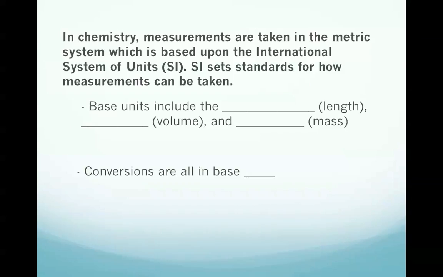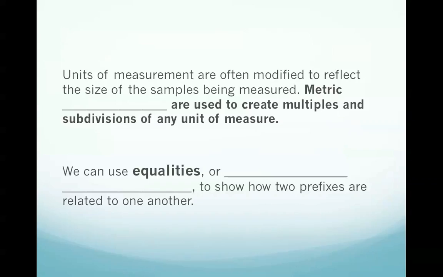In chemistry, measurements are taken in the metric system, which is based on the International System of Units, or the SI system. Base units that we're going to be using are meter, liter, and gram. And all these conversions are in bases of 10. So these all relate to the prefixes, which are all based on conversions of 10. Metric prefixes are going to be used to create multiples and subdivisions of any unit of measure off of that base unit. We can use equalities or conversion factors to show how two prefixes are related to one another.